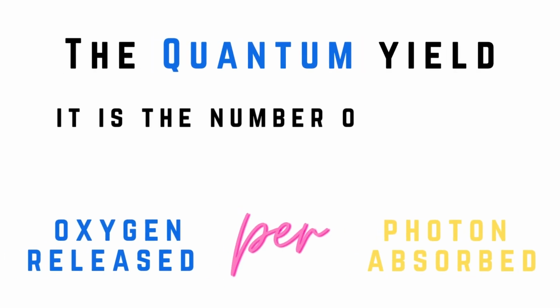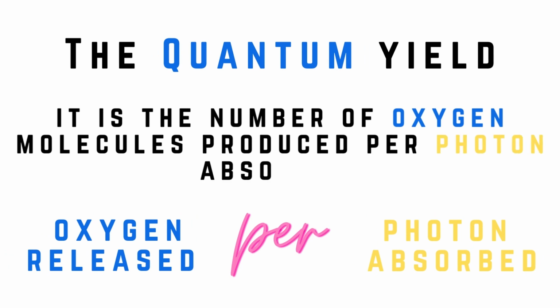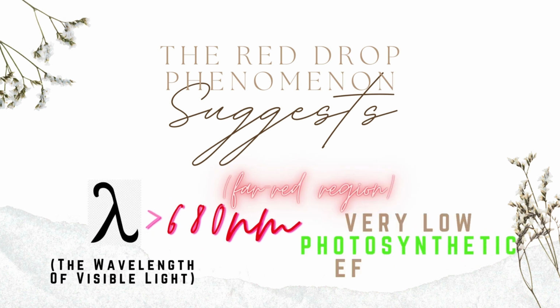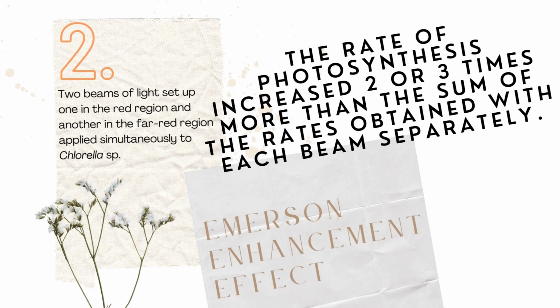Now, the question arises, in my mind at least, what is this quantum yield? If I have to define it, quantum yield is the number of oxygen molecules produced per photon absorbed by the photosystem. The red drop phenomenon suggests that when the wavelength of visible light exceeds 680 nanometers, that means it is in the far red region of the visible spectrum, the photosynthetic efficiency of that plant declines sharply. Now, they performed another experiment also.